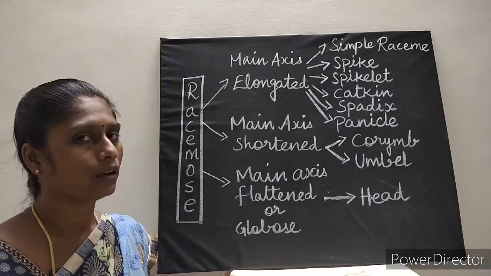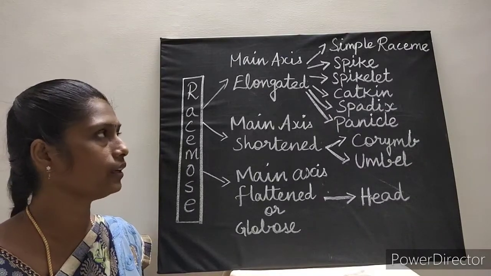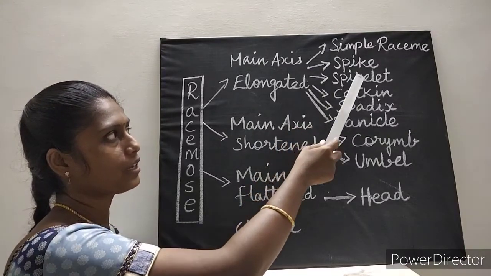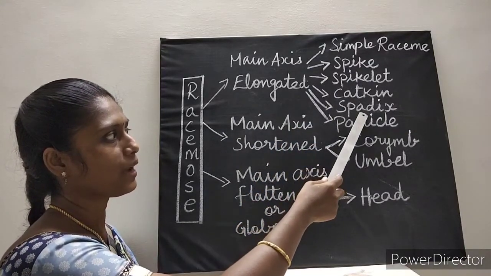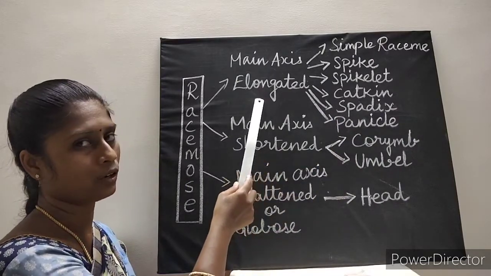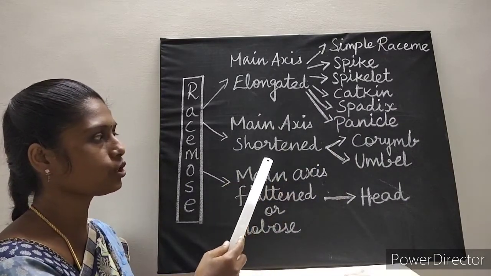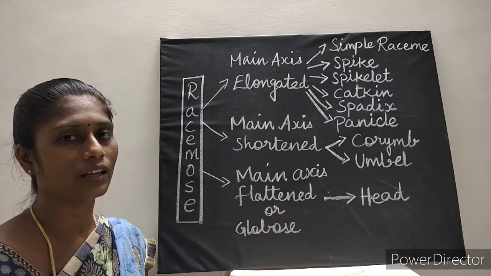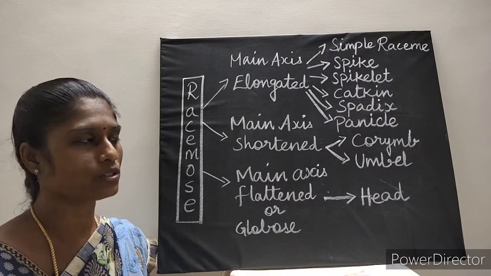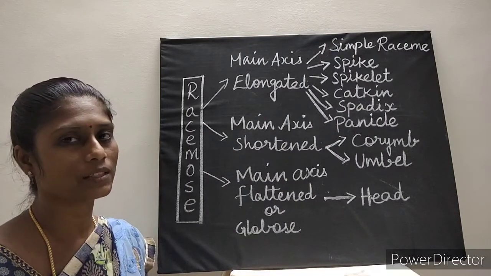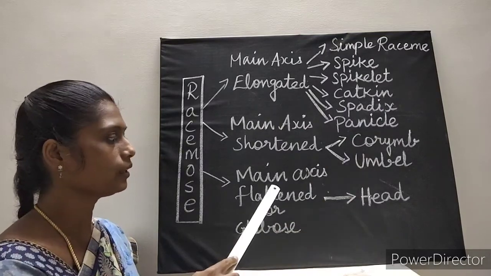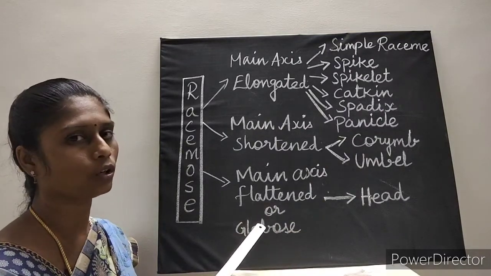Now under main axis elongated, it is divided into 6 types, namely simple raceme, spike, spikelet, catkin, spadix, and panicle. Next one, main axis shortened: here the central axis is reduced. Under this there are 2 types, namely corymb and umbel. Third type is main axis flattened or globose.